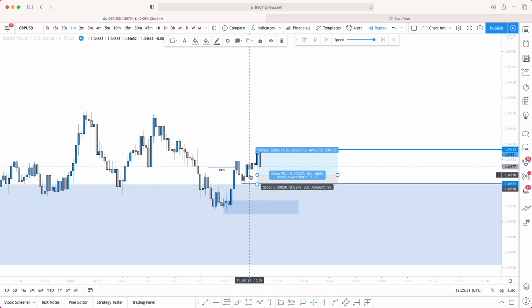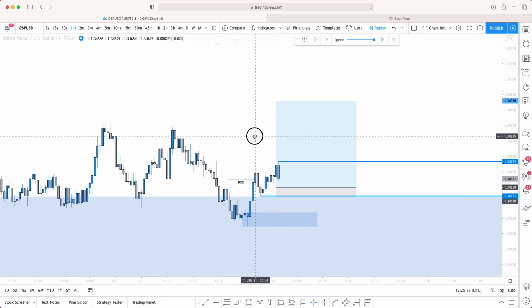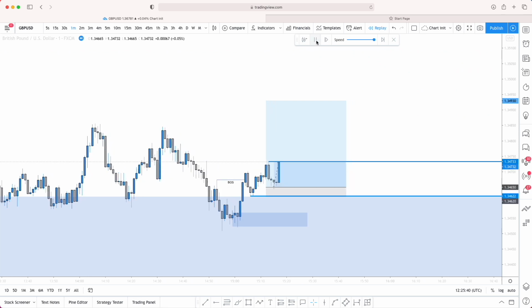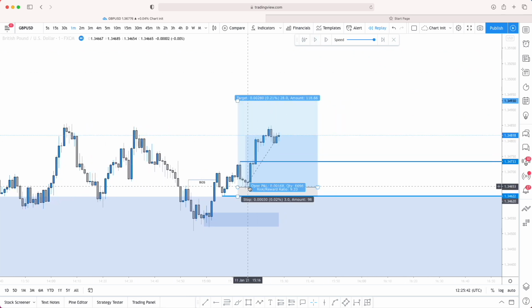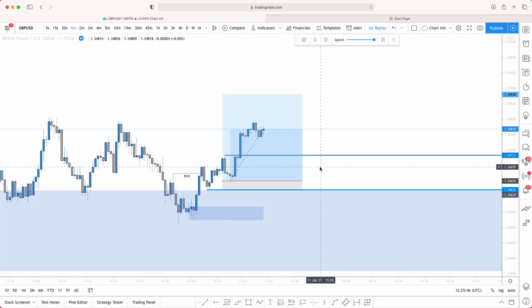If from the open gives you a 5 pip or less stop loss, then use the open just so you don't miss the order. Okay, and let's see what happens. Does price react? It reacts perfectly. Once we break structure, we can move our stop loss to break even, but we'll explain about trade management in the next video.